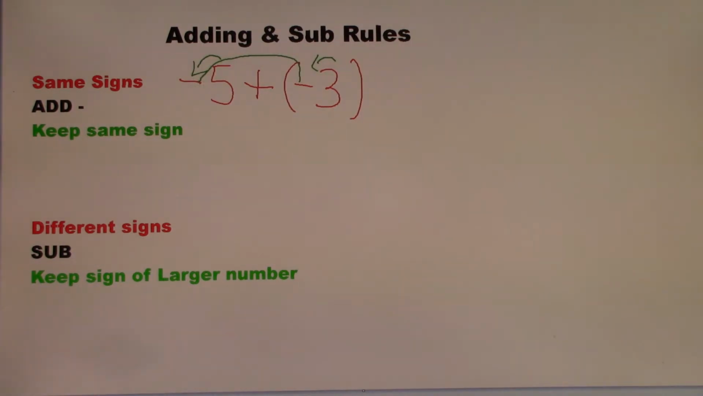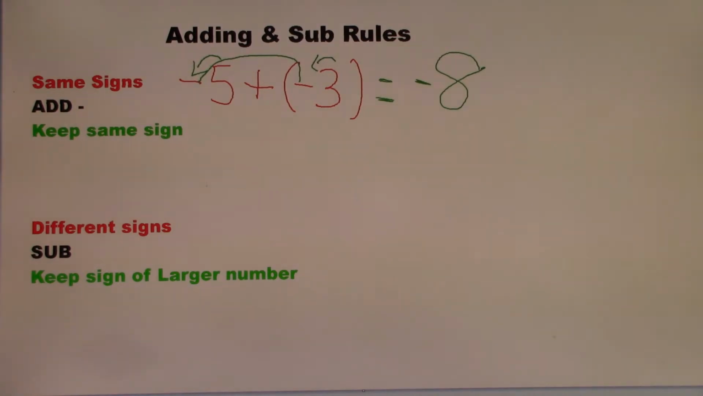So when the signs are the same, what does it say? It says you add. If we add 5 and 3, what do we get? Of course, we get 8. And then it says keep the same sign. That means you keep the sign negative. So that means your final answer would be negative 8.